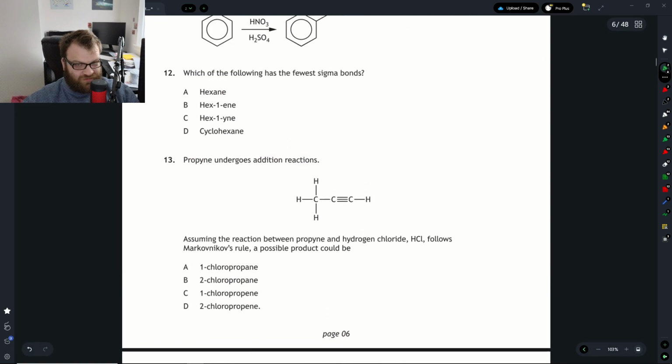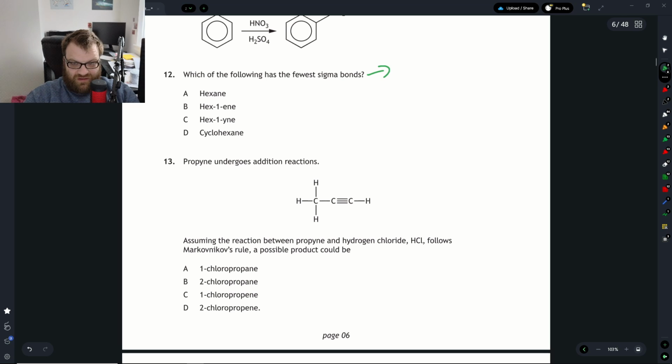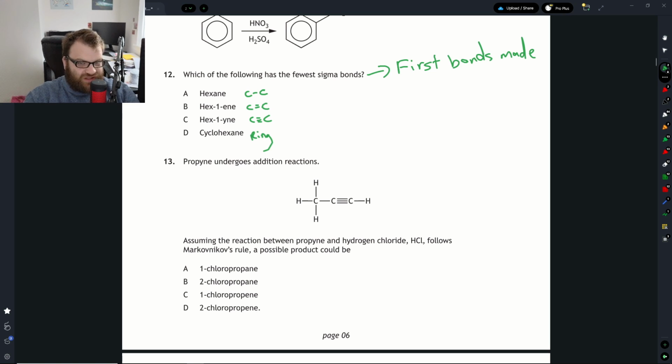Moving on to talking about sigma and pi bonds. Sigma bonds are the first bonds made. A couple of approaches we can take. First one is to think about the functional groups involved in each of these chemicals. We have carbon-to-carbon single bond, carbon-to-carbon double bond, carbon-to-carbon triple bond, and we have a ring. When you have multiple bonds, this will reduce the number of hydrogens that can join onto the hydrocarbon. Because of that fact, with your hexyne, that's going to have less single bonds with hydrogens because more of the bonds are taken up with the triple bond.